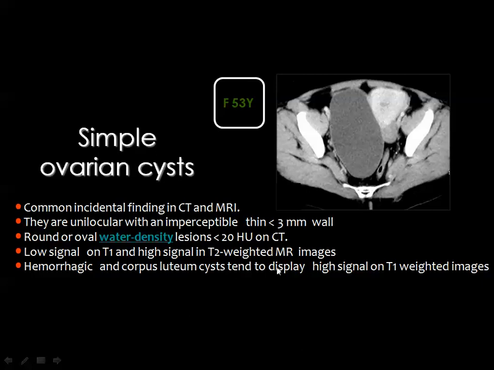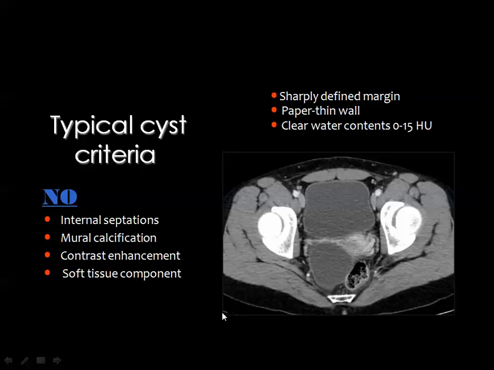A simple ovarian cyst is like a cyst anywhere in the body. It has 7 criteria, 3 positive and 4 negative. Number one is a sharply defined margin, paper thin wall, clear water content, and there is no internal septation, mural calcification, enhancement, or mural nodules.